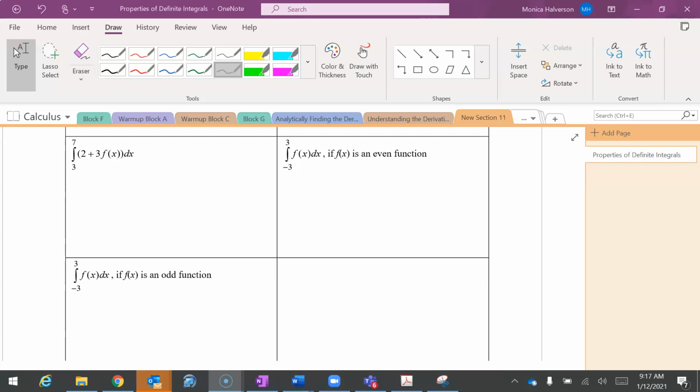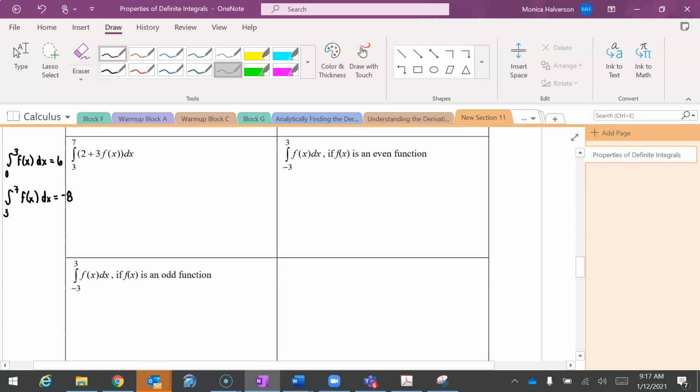Now let's look at another one together. Finding the definite integral from 3 to 7 of 2 plus 3 times f of x dx. And just as a reminder, from 0 to 3, the definite integral equals 6. And from 3 to 7, the definite integral equals negative 8.